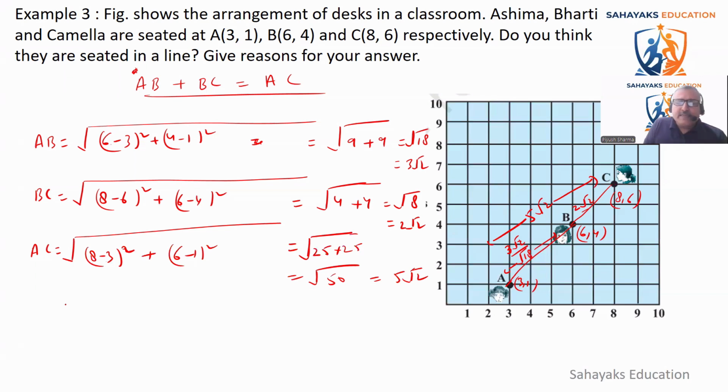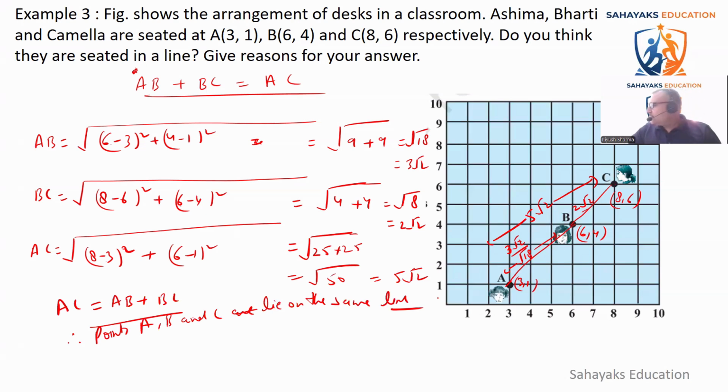So here we can say AC is actually equal to AB plus BC. That means points A, B, and C are collinear, or lie on the same line. And hence proved.